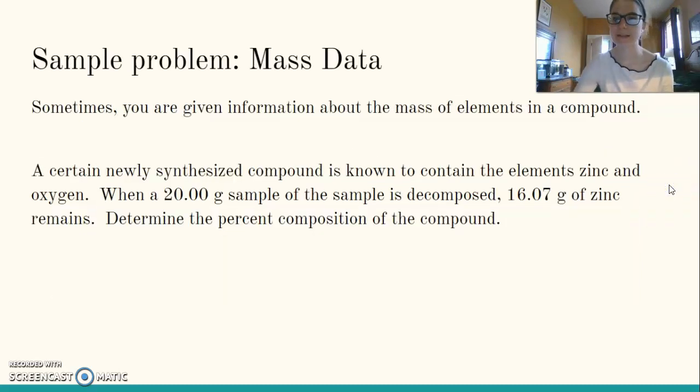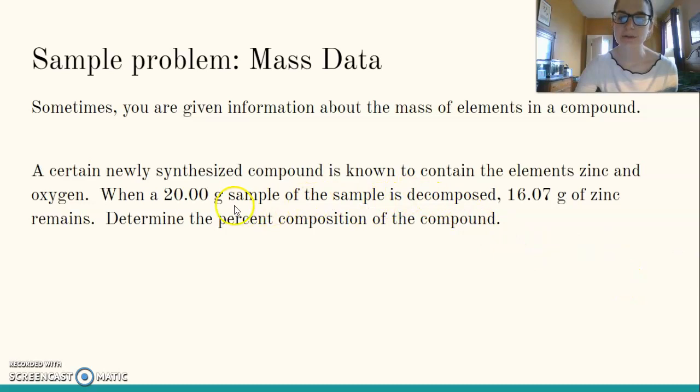So here we have a sample problem that uses mass data, so data given in terms of mass. We have a certain newly synthesized compound that contains zinc and oxygen only. When a 20-gram sample of the compound is decomposed, 16.07 grams of zinc remains. Determine the percent composition of the compound.